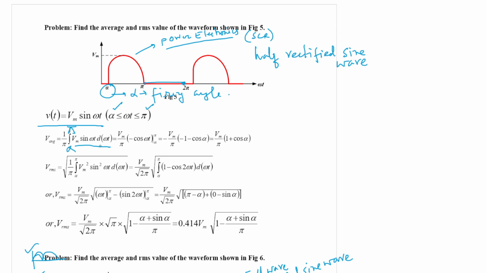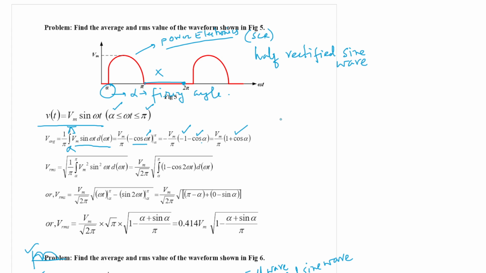Then you sum, then you divide it by the entire time duration, that is 1 by pi, not 2 pi, because from pi to 2 pi it is 0 value, so you don't need to consider this time. So 1 by pi. If you solve this, Vm by pi, take it outside, integration of sine omega t is minus cos omega t. Then put pi and alpha as the limits. Put omega t equal to pi, so cos pi is equal to minus 1, and for alpha, it is minus cos alpha. So altogether it will be Vm by pi times (1 plus cos alpha).